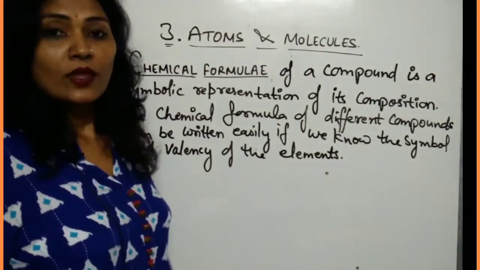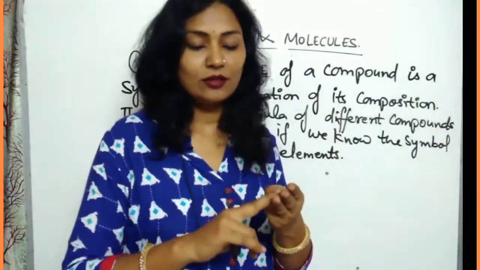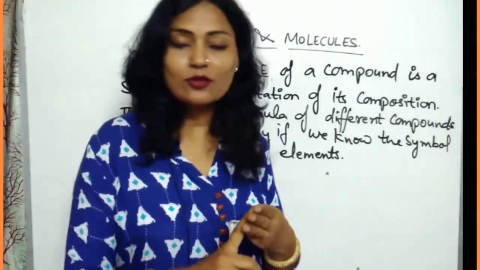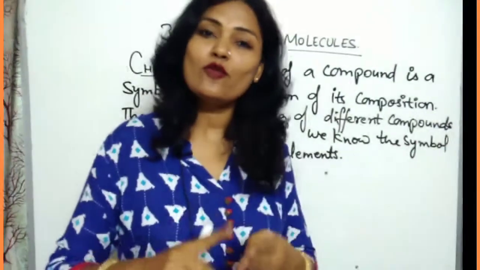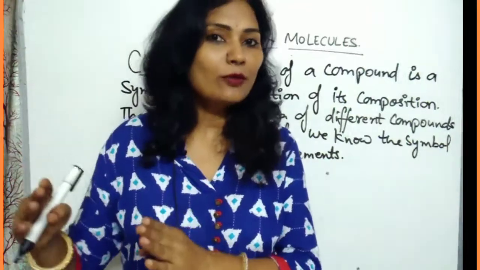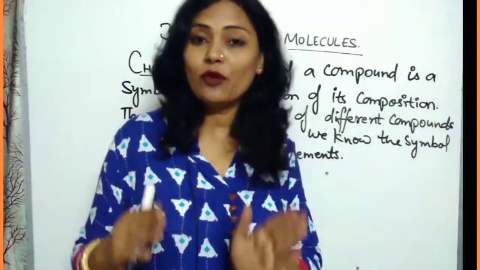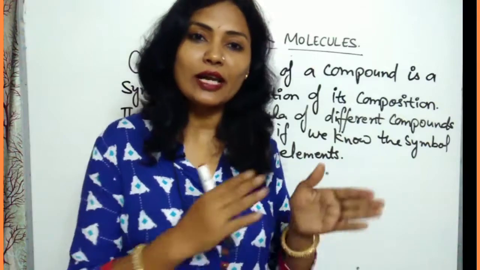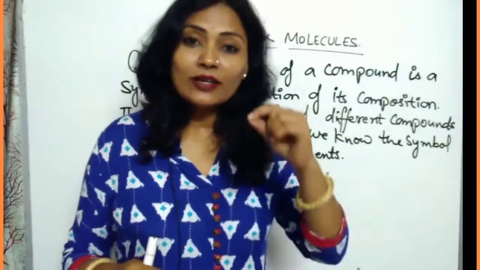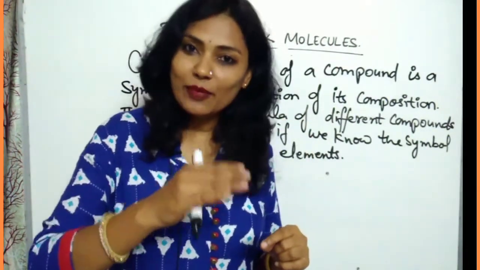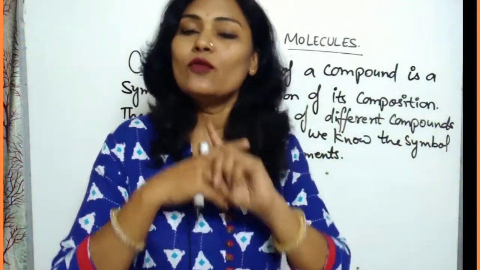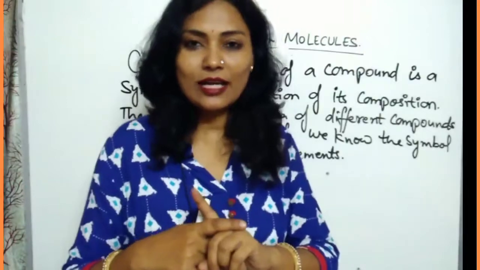Okay, and three main rules are here for writing the chemical formula. First rule, you have to write the symbols of the elements from which you want to form a compound. Means the compound you want to form, from that you can write the elements. Second, you will write the valency at the base of the element, and third is cross over the valency of the elements that you have written.